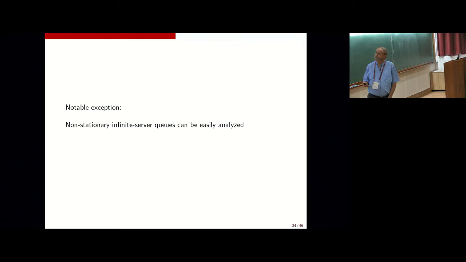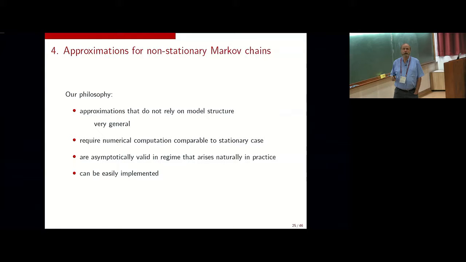All right, so let's talk now about approximations for non-stationary Markov chains. What is it that you want from an application standpoint? We want approximations that don't rely too heavily on model structure. We want something where the numerical computational effort is comparable to doing stationary style calculations. We want an approximation that's derived from an asymptotic regime that seems reasonable from an application standpoint. And we want something that can be relatively easily implemented.